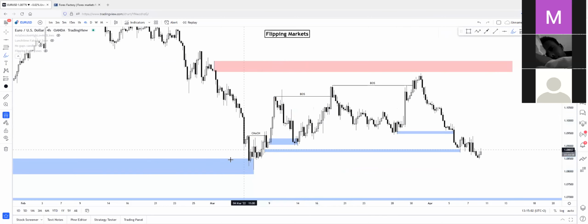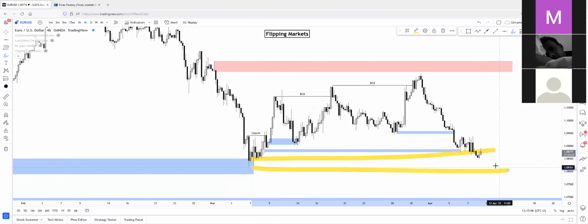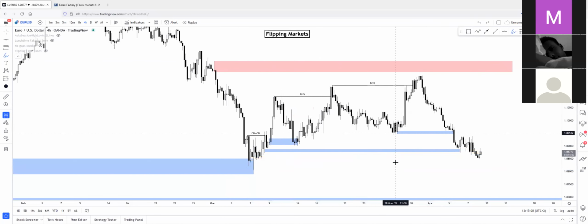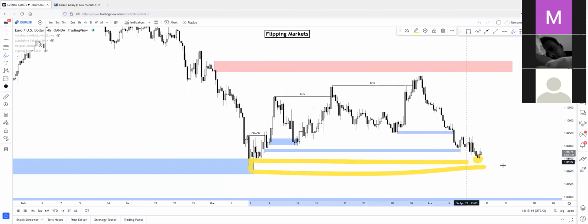And as you can see, even though there's no clear 4-hour demand zone right here at this region, there could be a clear 15-minute zone, and price will react on that zone soon. As you can see, price is almost in that 15-minute demand zone region right here, which was the extreme of the whole order flow to the upside.